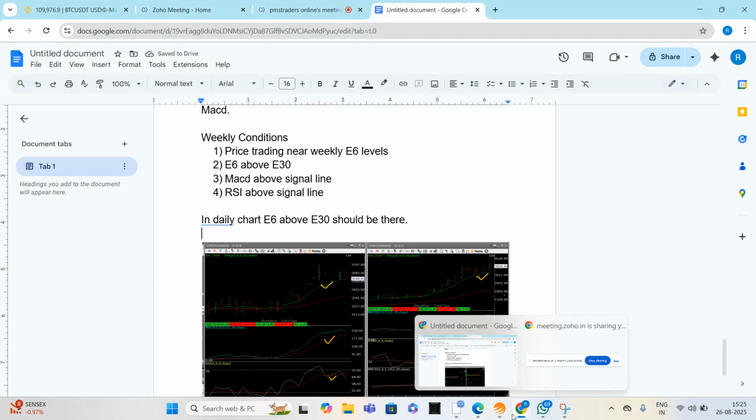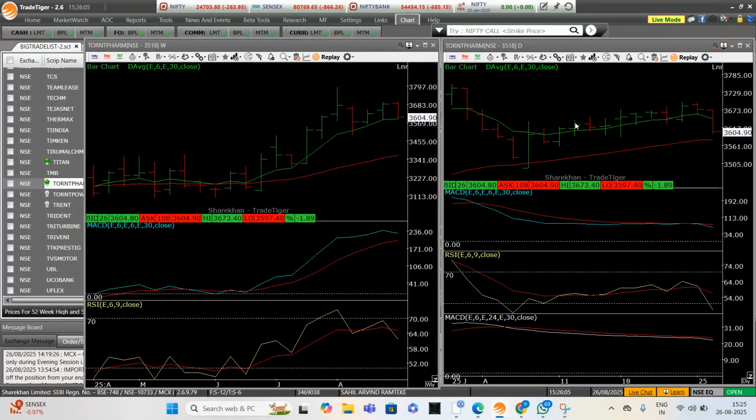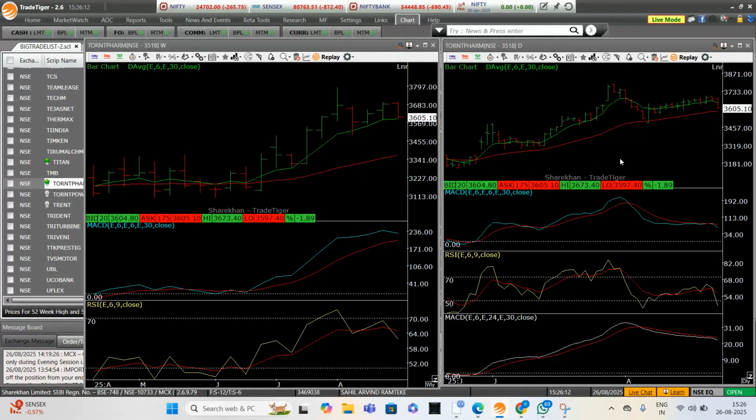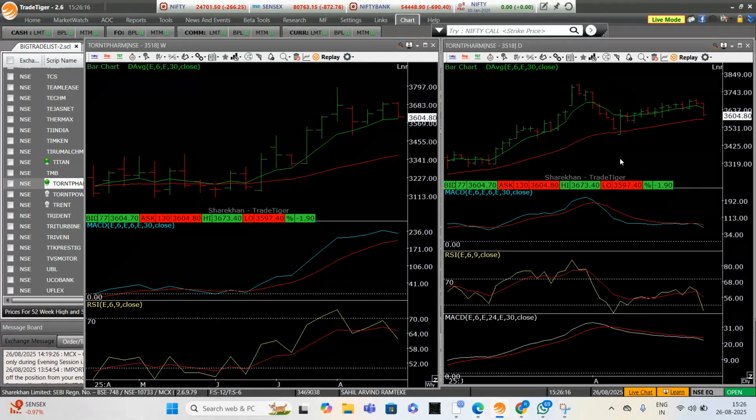So we'll go to the stock right now over here. If we go to the daily time frame, you will see that the daily E6 is above E30. Can we see that the daily E6 is above E30 over here? Yes. So we want a stock where the daily E6 should be above E30. Not about MACD and RSI, nothing. Only the daily E6 above E30 condition we have to check.